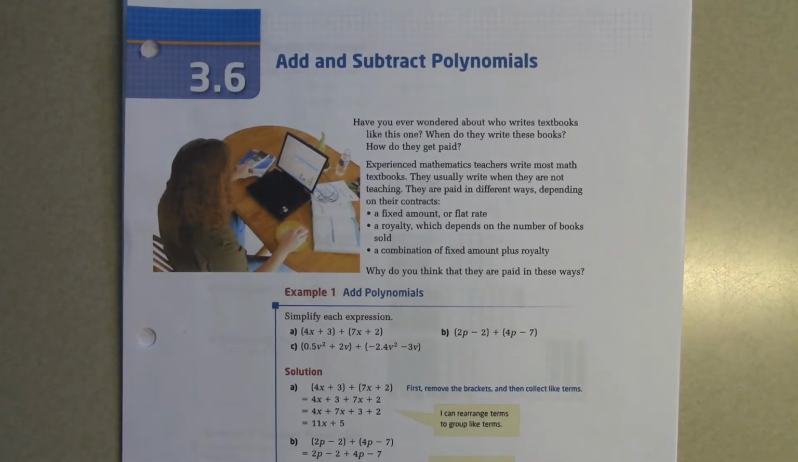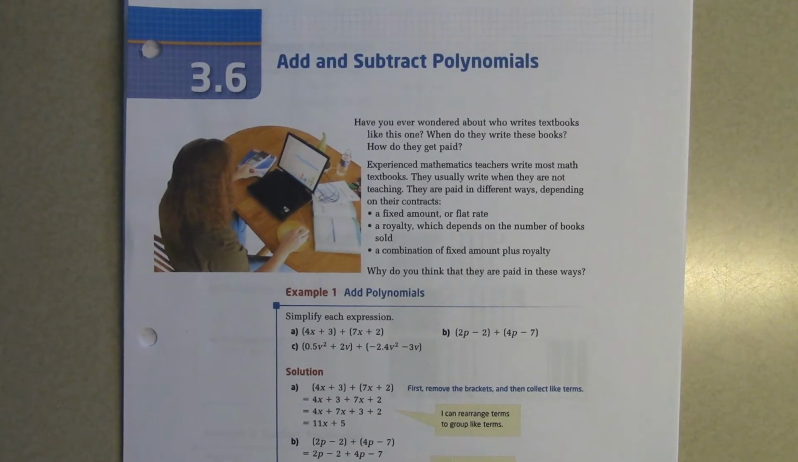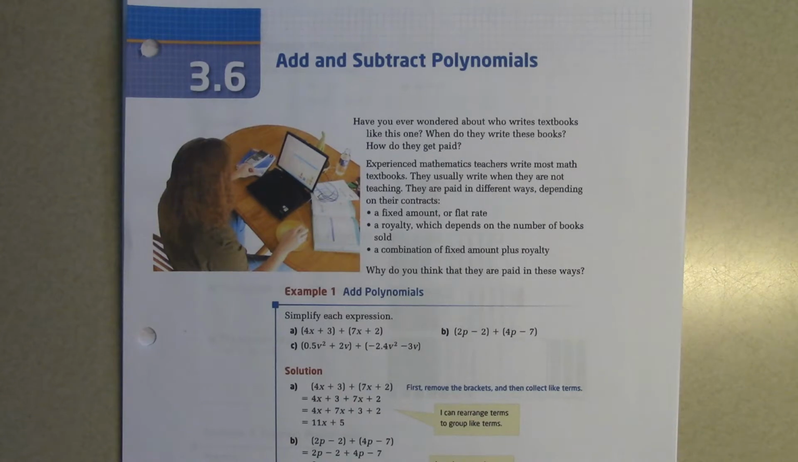A fixed amount or flat rate, a royalty, which depends on the number of books they sold, or a combination of a fixed amount plus royalty. Why do you think they are paid in these ways? Anybody? Yeah, Steven. Depending on how much they sell or how well they do. Yeah, good. So why do you think a publisher might pay them a royalty as opposed to a fixed amount?